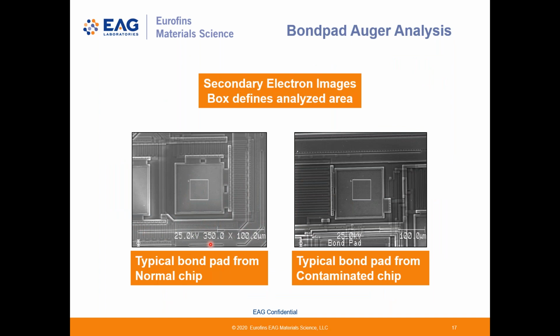Bond pads are very important to the semiconductor industry as these are formed at the end of the front end manufacturing, and it's important that they perform well after bonding at the packaging stage. So here we see two bond pads with, again, SEM imaging in the Auger tool. One is from a typical bond pad, and the one on the right is from a contaminated device pad that has shown poor wire bonding. And note that the SEM images don't show anything amiss.